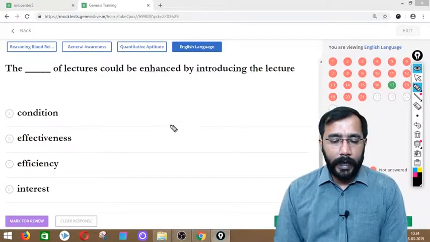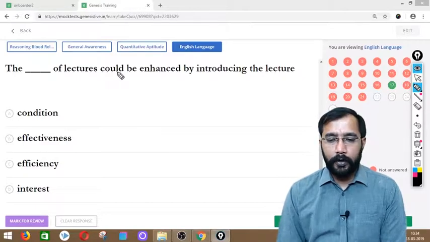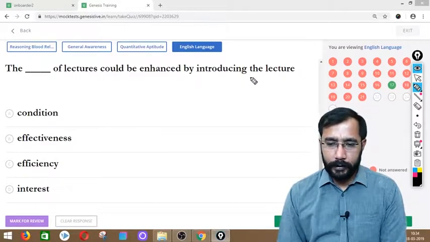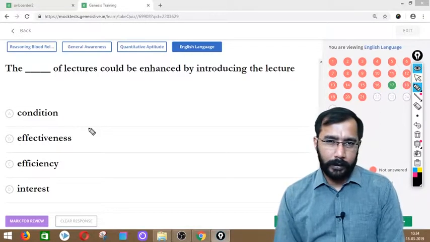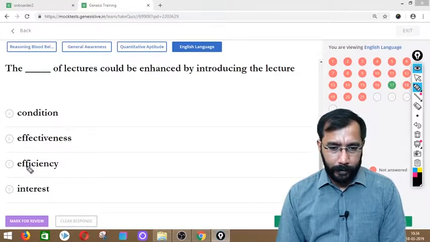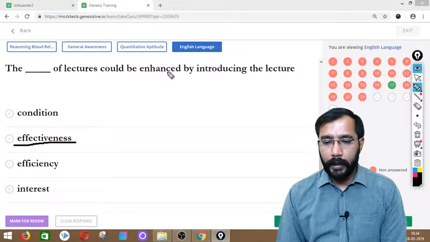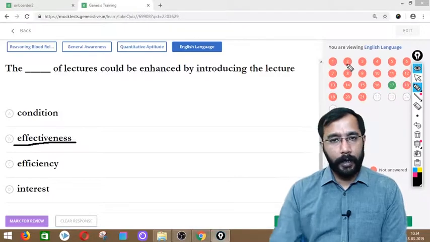The next one is fill in the blanks with appropriate words. The blank is, dash of lectures could be enhanced by introducing the lecture. So basically they're talking about a lecture and how it is in a class. Efficiency cannot be the word over here. The condition of the lectures is not the word over here. The interest is not it either. Effectiveness would be the appropriate word. The effectiveness of lectures could be enhanced by introducing the lecture would be the right answer over here.